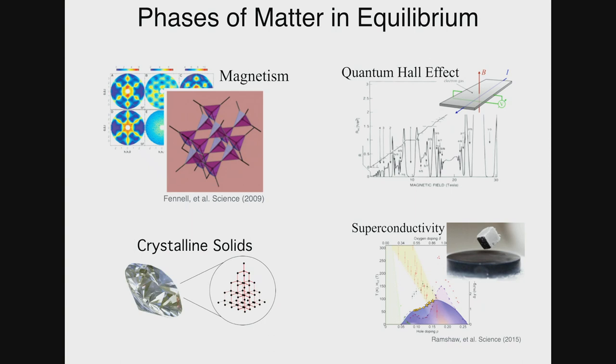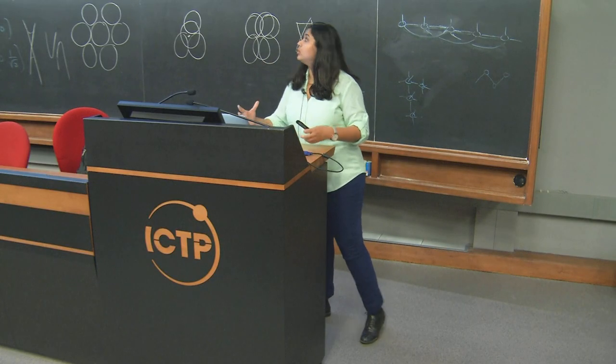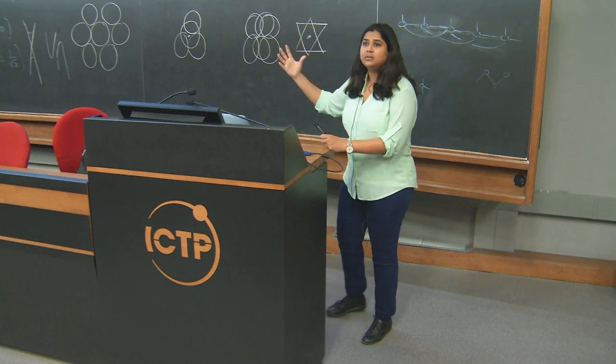For example, we know that temperature or symmetry, conserved quantities, play a big role in how we think about phases of matter, right? So if you have a magnet at high temperatures, it could just be disordered and paramagnetic, but as you lower your temperature, it orders into a nice ferromagnetic state, okay? So this has really been the bread and butter of condensed matter physics for decades. But all of this progress has been built on the framework of equilibrium statistical mechanics, okay?